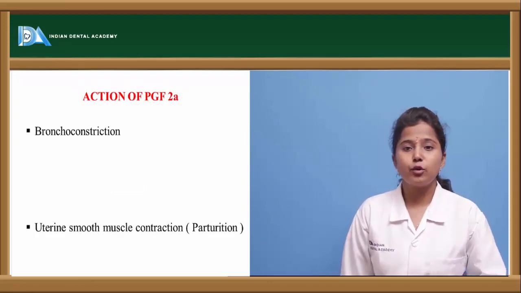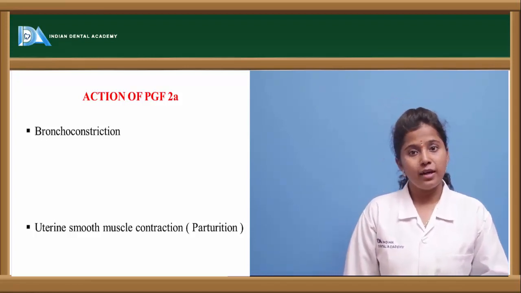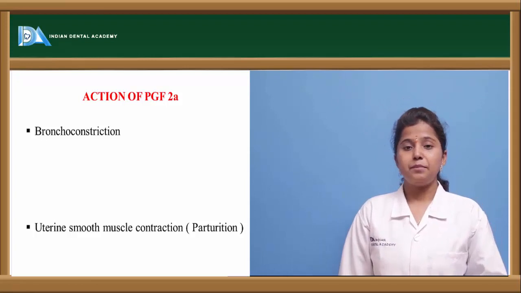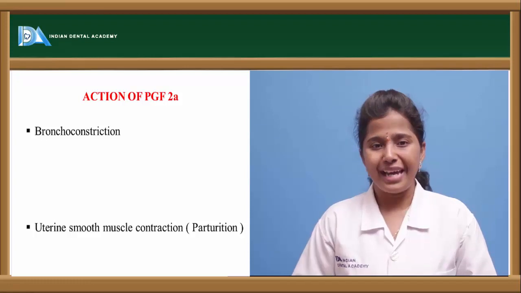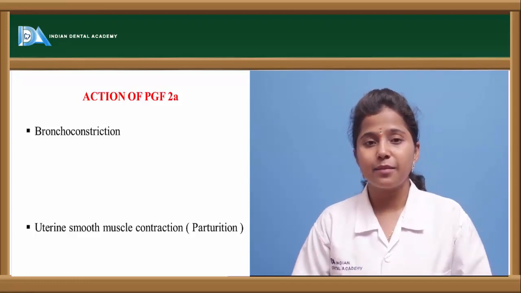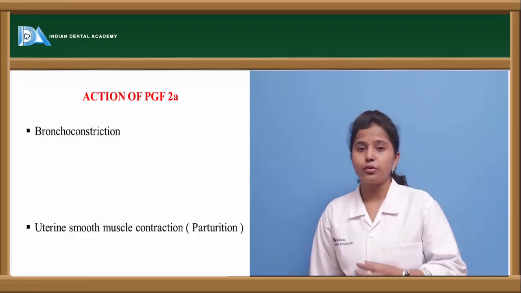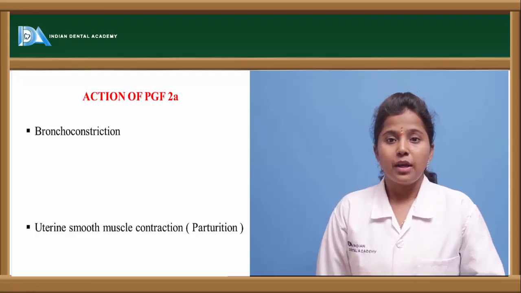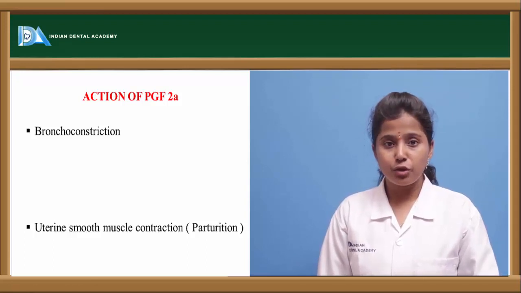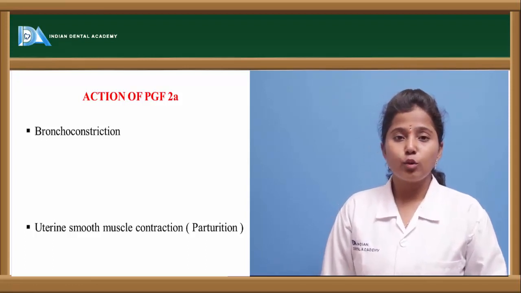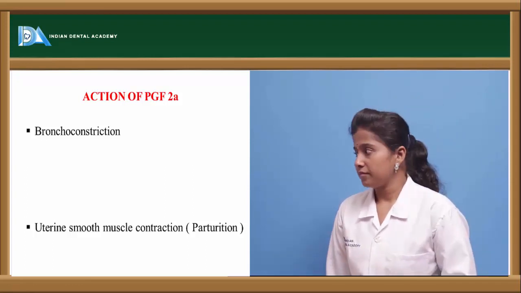Next, PGF2A. PGF2 has two types, PGF2A and PGF2B, and PGE2 likewise has PGE2A and PGE2B. PGF2A is more useful, and it shows actions such as bronchoconstriction as well as uterine smooth muscle contraction. PGD2 and PGI2 show relaxation of the smooth muscle, but PGF2 shows constriction of the bronchial smooth muscle as well as the uterine smooth muscle.